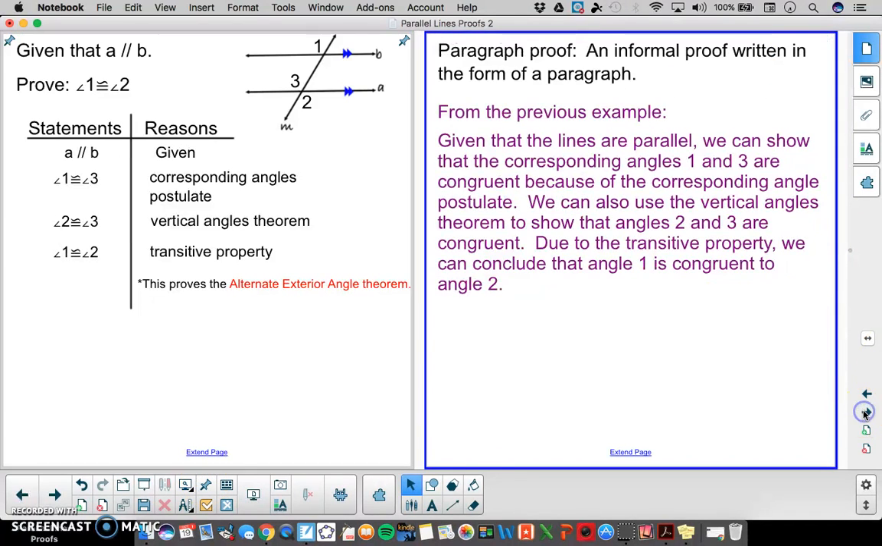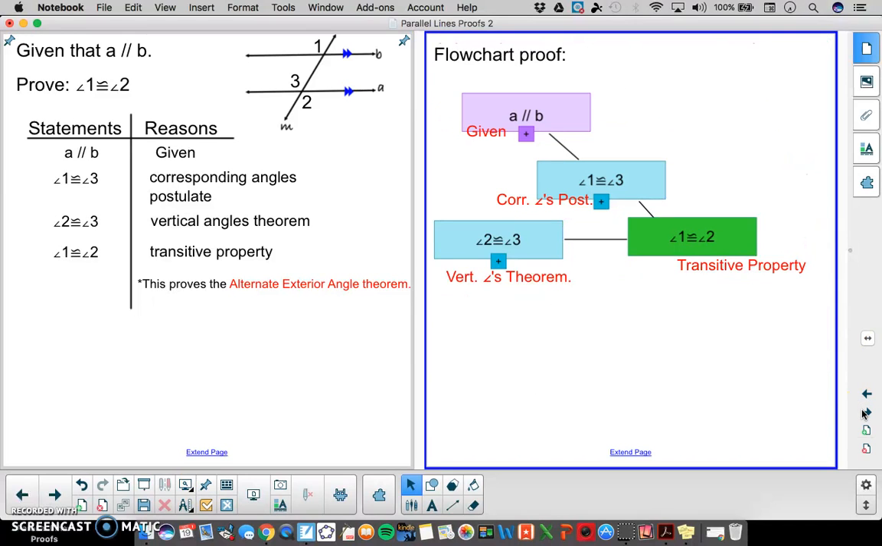The flowchart proof for this works just like a river does. It's going to flow down to that conclusion. So we start out with our given information as the top of our proof. This flowchart proof is also an informal way of proving a mathematical idea. The formal way to prove is the two-column way that we've been used to doing.